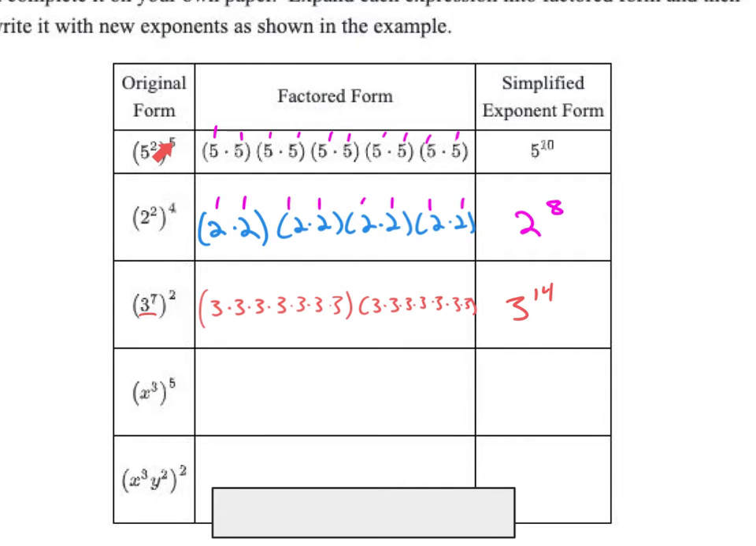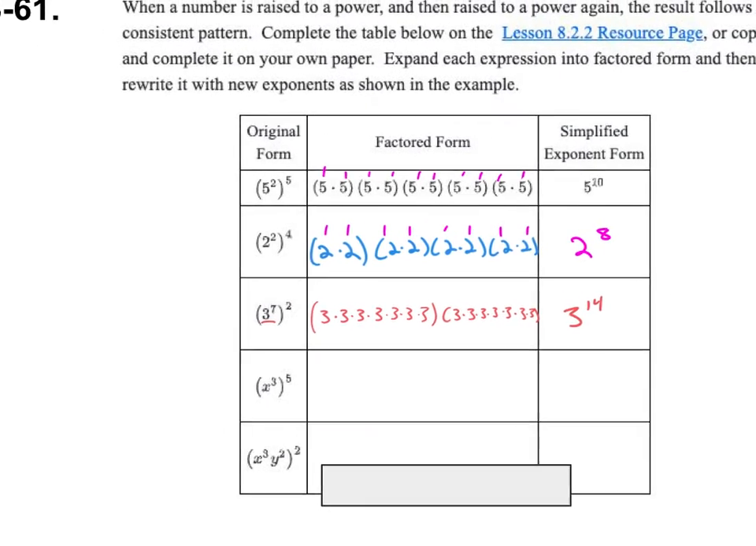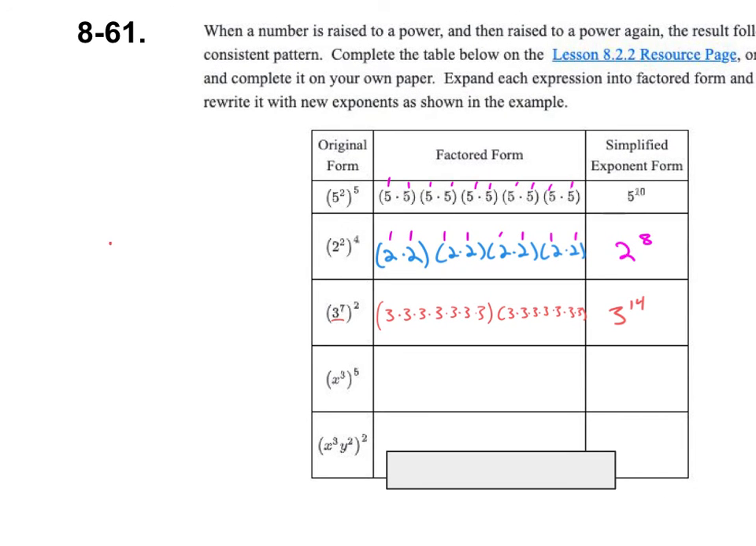Hopefully what you were seeing here is this. 2 times 5 is 10. 2 times 4 is 8. 7 times 2 is 14. So when you've got a power being raised to a power, then you multiply.